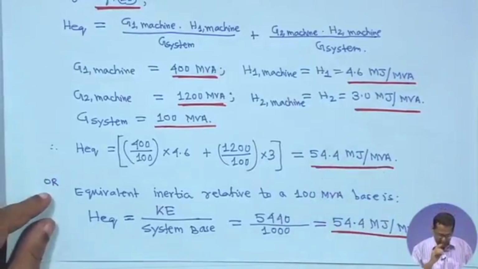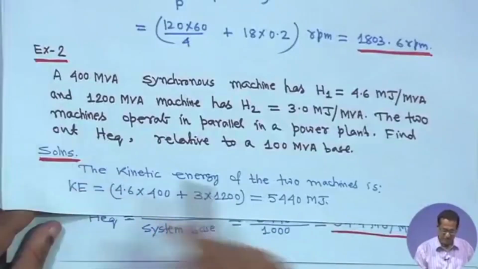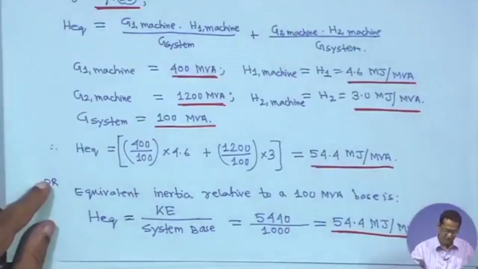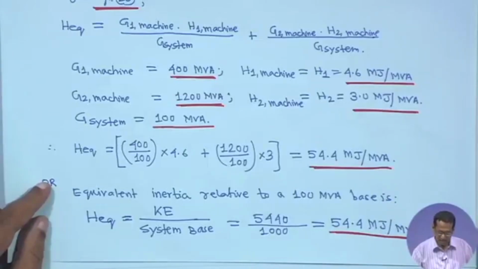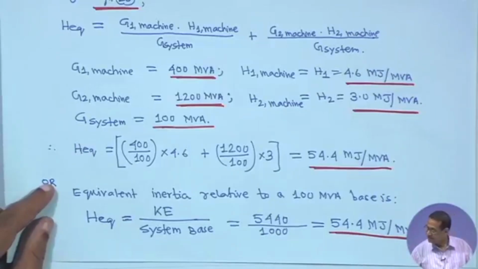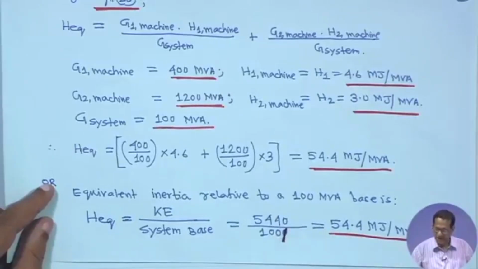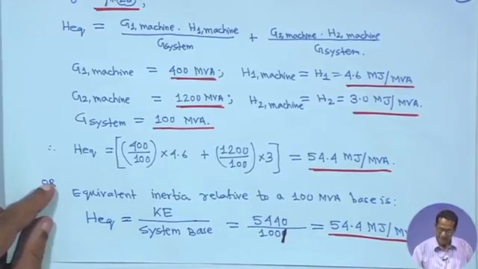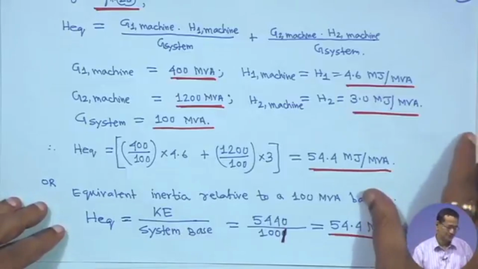As a check, for the equivalent inertia relative to a 100 MVA base, the total kinetic energy was 5440. So, divide by the system base, 5440 divided by 100. By mistake I wrote 1000, it is 100. So, it is 54.4 megajoule per MVA as a check.